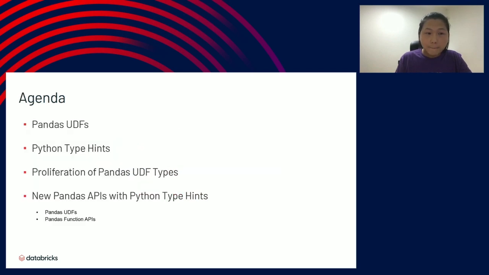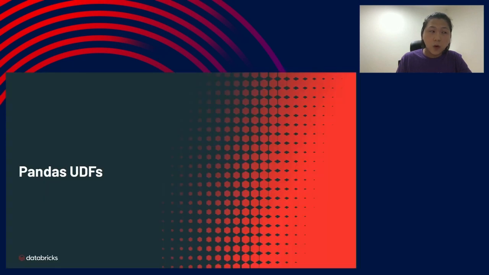Yeah, so this is my agenda. I'm gonna first talk about what Pandas UDFs and Python type hints are, and then the problems in the old Pandas UDFs. Then I'll talk about how I solve this problem by using Python type hints in Spark. And lastly, I'll introduce the new Pandas APIs with Python type hints. First of all, to give you a bit of background, I'll go through the Pandas UDFs and how they work.